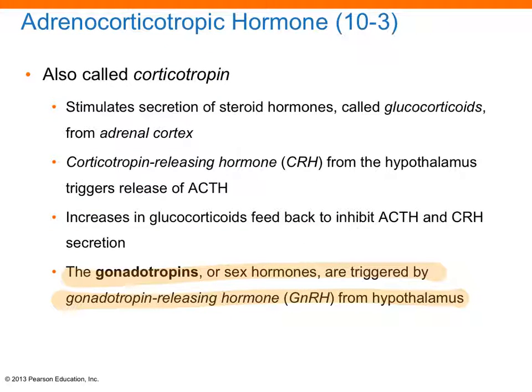Now we have adrenocorticotropic hormone. It's also called corticotropin. It stimulates the secretion of the steroid hormones called glucocorticoids from the adrenal cortex. They include CRH from the hypothalamus that triggers ACTH. Also remember that there are gonadotropins or sex hormones, and they're triggered by gonadotropin releasing hormone or GnRH from the hypothalamus.